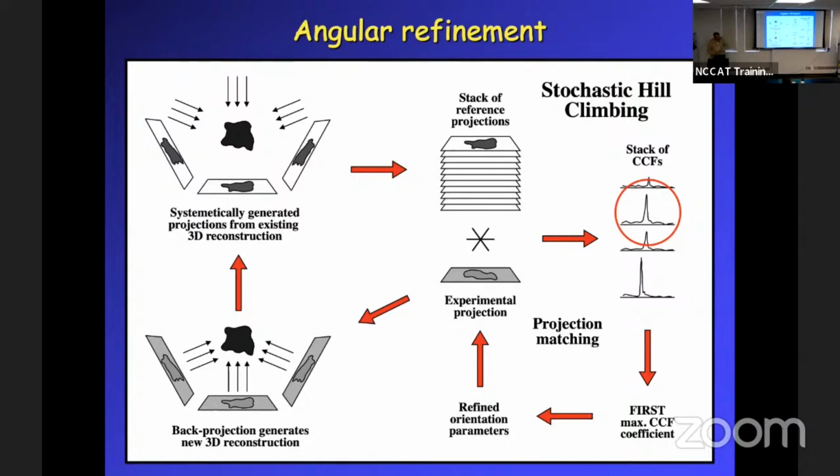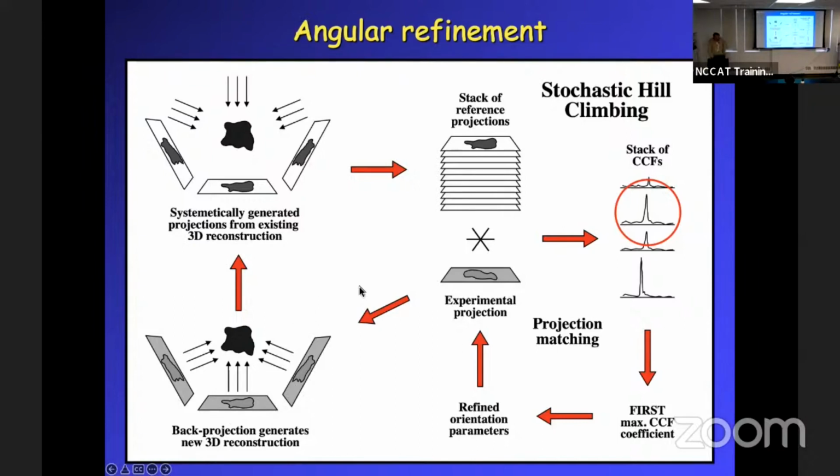Yeah? It is a stack. I just show it for one of the experimental. You have 10,000, a million, whatever you have, but I can't show them all. But you're right. You do this for every single experimental projection that you have. The same thing. So here you have at least 3.